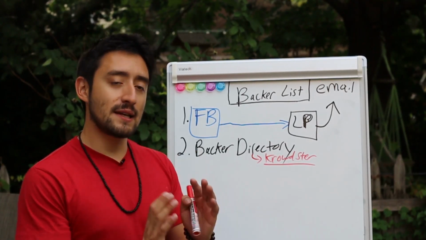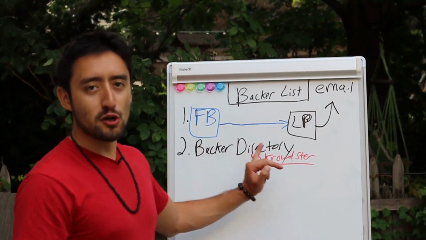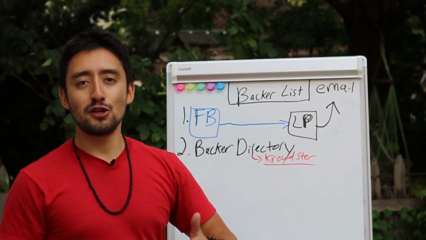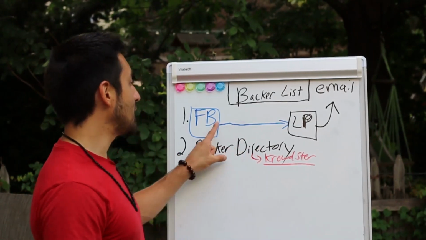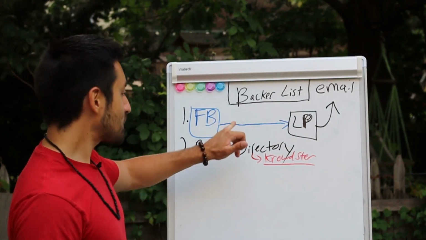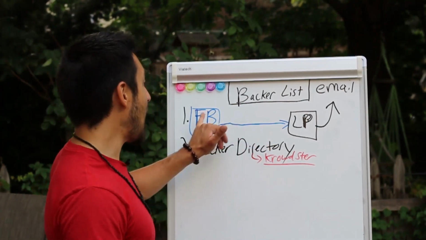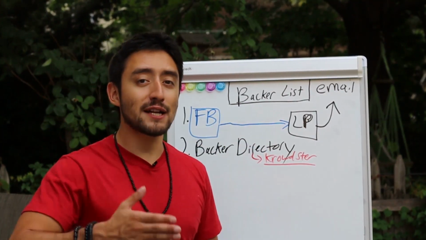But the main thing is that he provides this backer directory, and you can use this directory to either send emails, you can use this directory to create lookalike audiences on Facebook, or you can actually create a custom audience using the backer directory, and then you can advertise to them directly on Facebook.